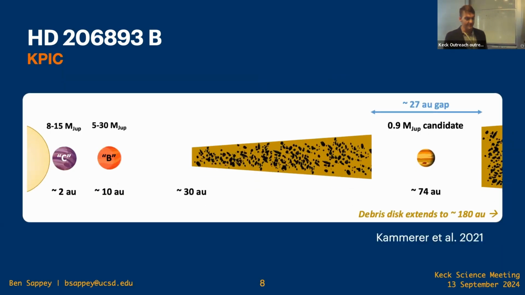Another reason why it's cool is this is a multiplanetary system. So VLTI GRAVITY showed that there was a planet C, a 13 Jupiter mass planet, separated 2 AU from the host star. And then there's also a candidate that has yet not been detected. Both B and C are inside of a circumstellar debris disk, so they're very interesting objects to study.